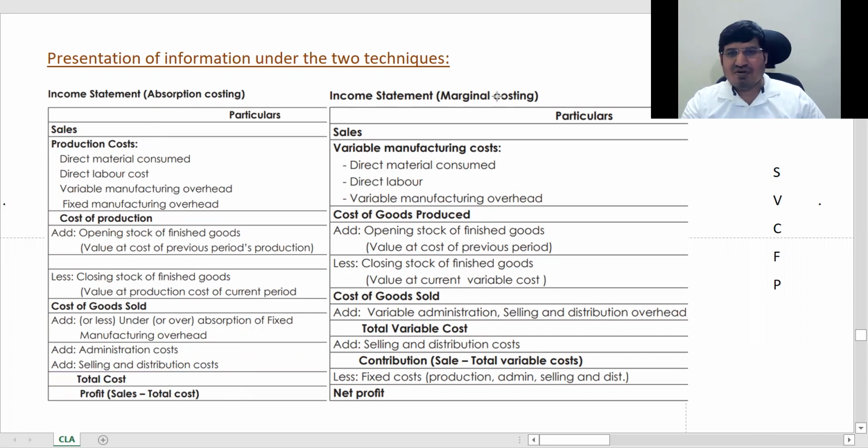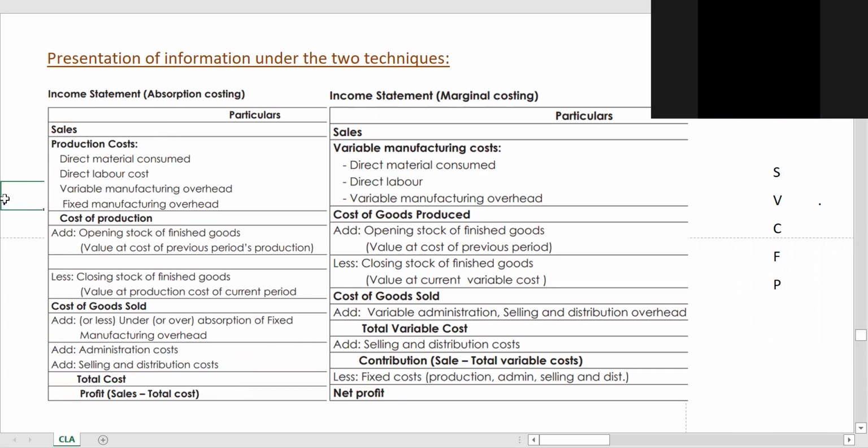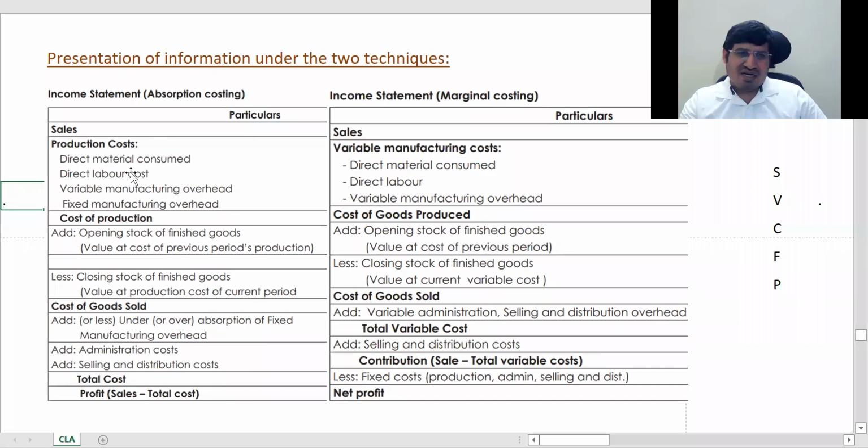Okay, this is how both are done. So we will do one. Sir, very similar to the cost sheet, isn't it? Yes, it is absorption costing. Absolutely. Rather, you can even say that you've just added sales on top and you're showing the profit.